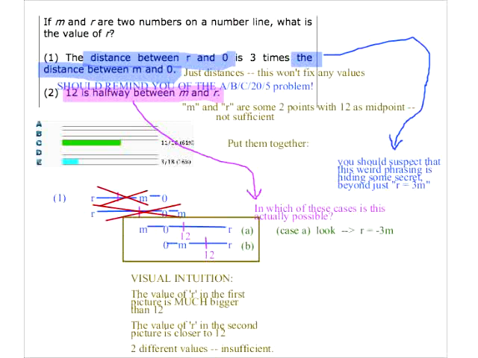So then your equation would say that 12 is the average of M and R. So that means that 12 is M plus R divided by 2. Substitute negative 3M for R. So that will give you M plus negative 3M. So M is negative 12, which means R is 36.